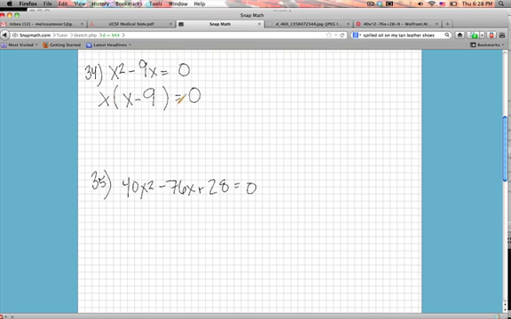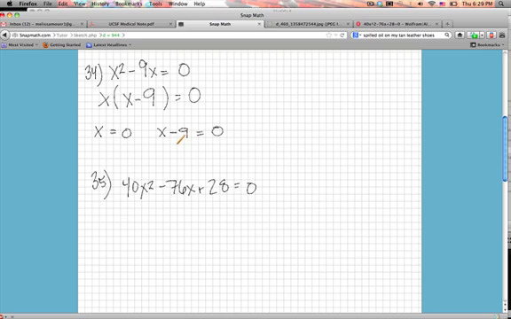Now, once we have this factored, we can take each of these factors and set them equal to 0, and that's going to give us the solutions to our equation. So we'll set our first factor x equal to 0, and then we'll set our second factor, x minus 9, equal to 0. x equal to 0, nothing to do there. That's going to be one of our solutions.